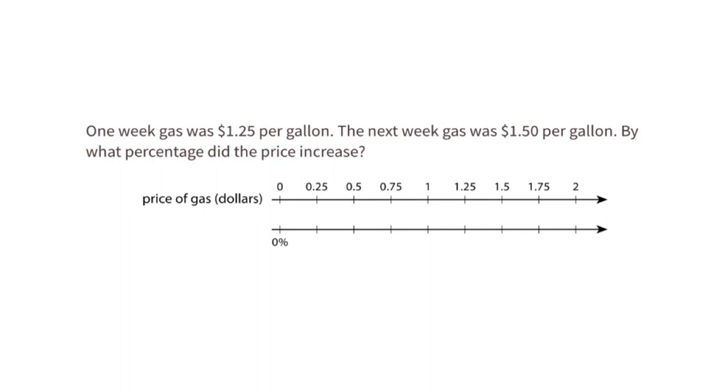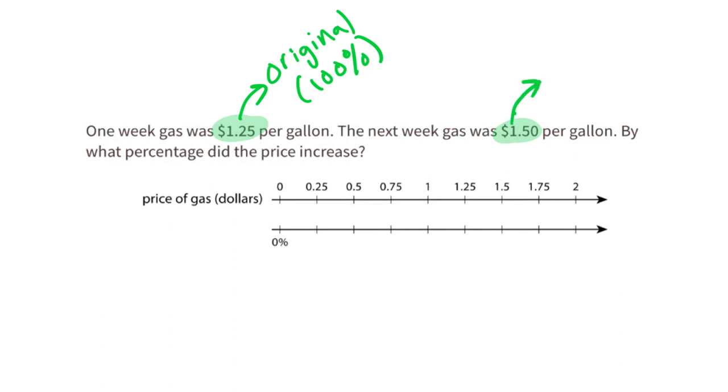So we're going to take a look. The first week was $1.25, and then the next week was $1.50. So $1.25, that was my original, or my 100%. And this next week, this is my new amount, and we don't know the percent increase. That's what they want us to find. So we know that $1.25 is 100%, and we need to figure out how much it increased going to $1.50.